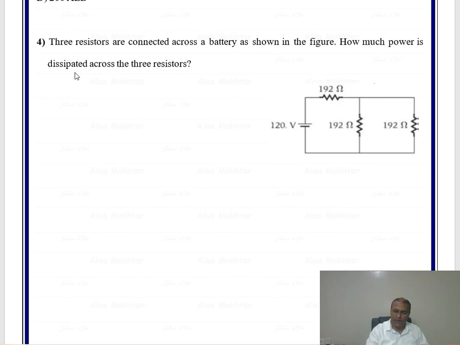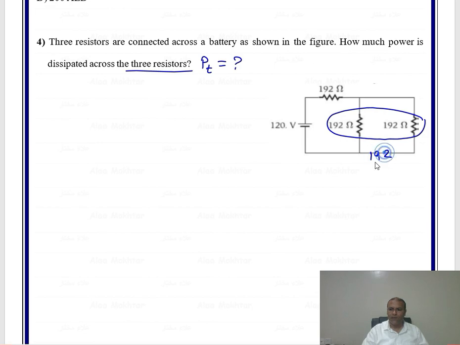Number 4, 3 resistors are connected across a battery as shown in the figure. How much power is dissipated across the 3 resistors? We need the total power dissipated across all of these resistors. First of all, we have 2 resistors connected in parallel, exactly. So the equivalent for these 2 resistors is 192 divided by 2, which equals 96 ohm.